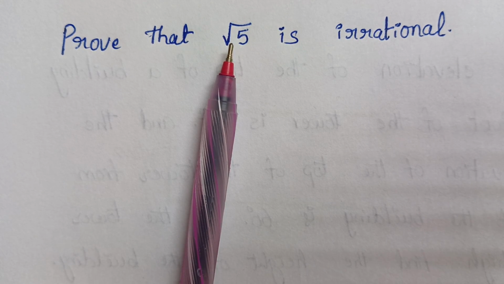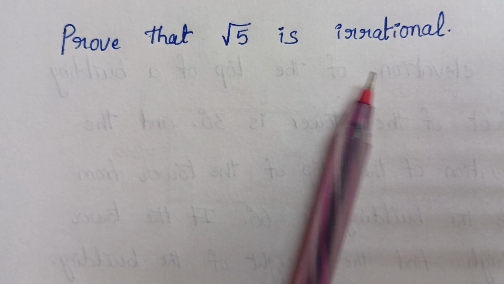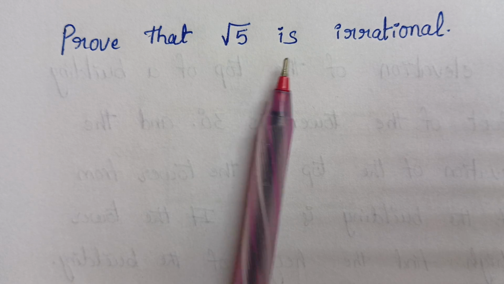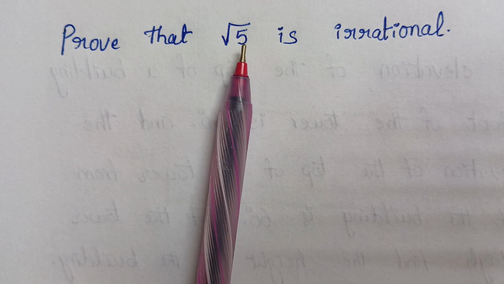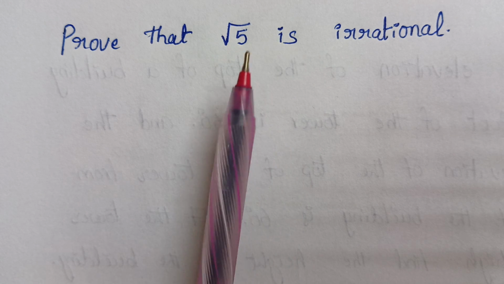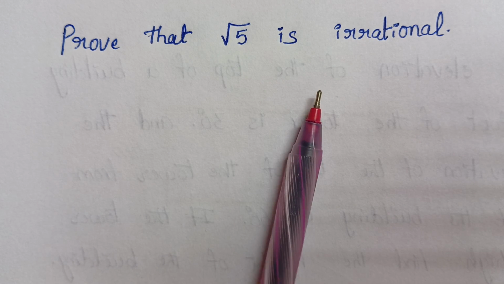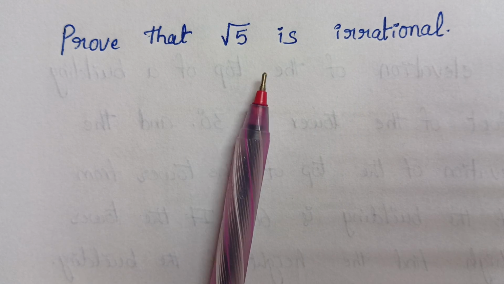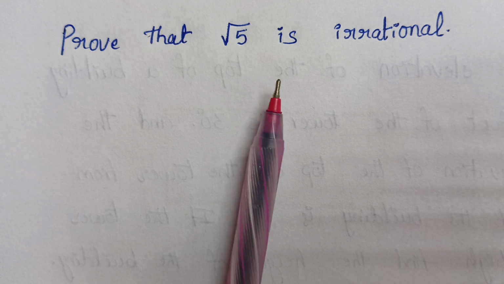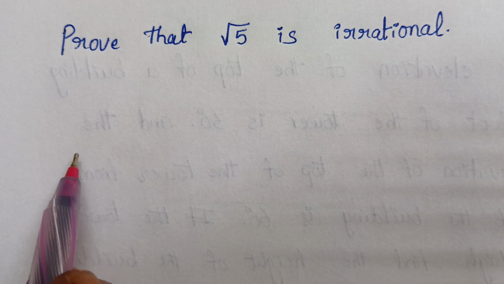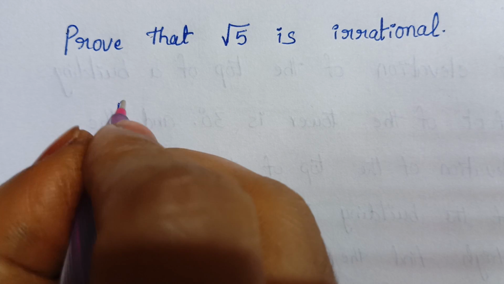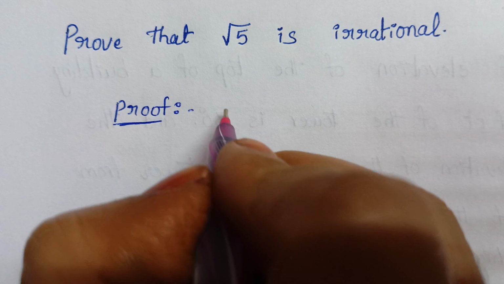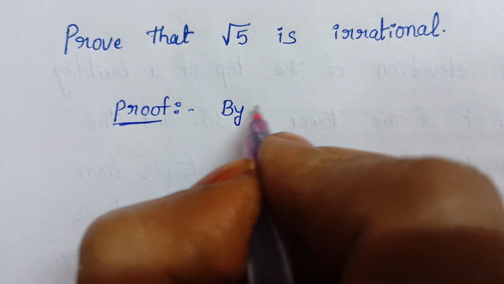Today's problem: prove that root 5 is irrational. To prove root 5 is irrational, we assume the opposite, that root 5 is rational. By the contradiction method only, we prove that root 5 is irrational. First of all, we assume that. Proof: in the contradiction method, we can prove root 5 is irrational.